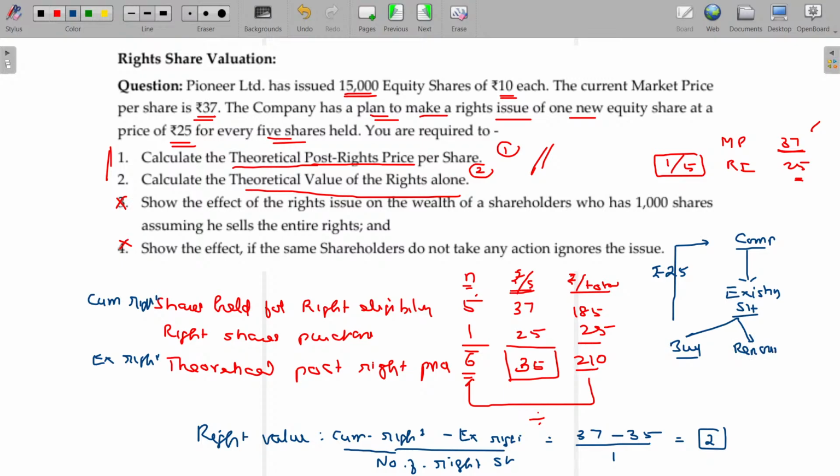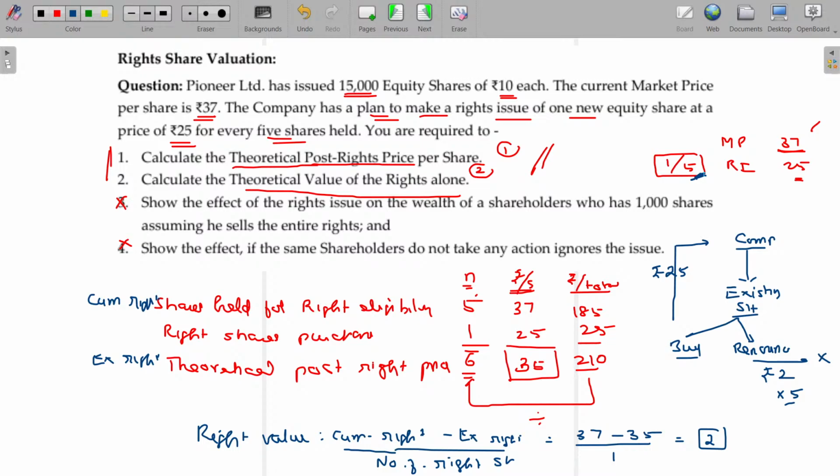Renounce means simply this shareholder gives it to X for 2 rupees per share. He transfers each right for 2 rupees. If X wants to buy one right share, how many rights does he need to have? 5 rights. Unless he holds 5 rights, he is not eligible to get 1 share. For every 5 rights he will get 1 share.